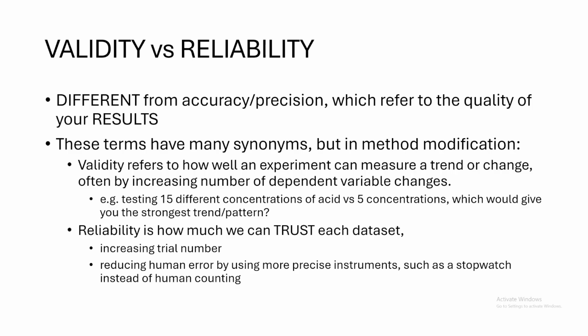So examples of increasing reliability is increasing trial number, as if you do more trials, you're likely to see the true average of each trial, instead of just doing a few trials and getting misled by outliers. Another example is reducing human error and using more precise instruments that give more consistent results.